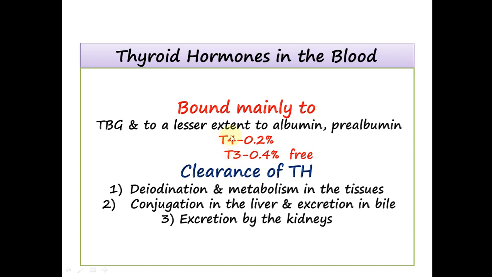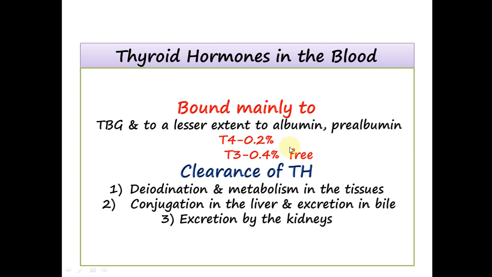This free portion, known as free T4 and free T3, will do what the thyroid hormones are supposed to do. The protein bound thyroid hormones are physiologically inactive, and small amounts are gradually released from these proteins into the free T3 and free T4 forms.